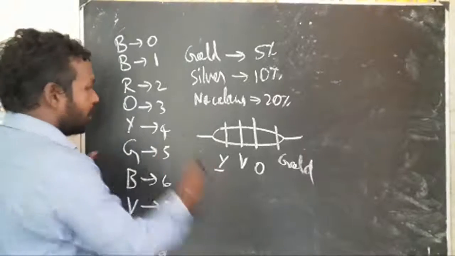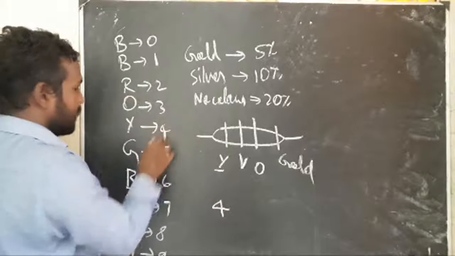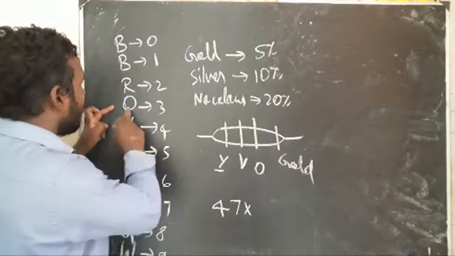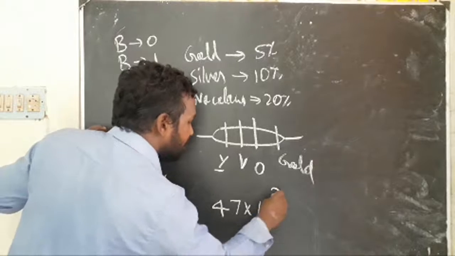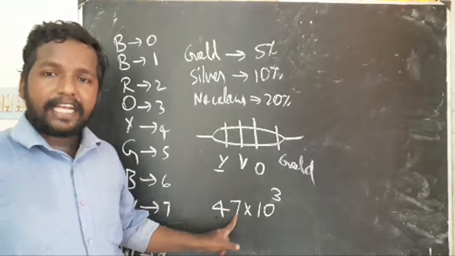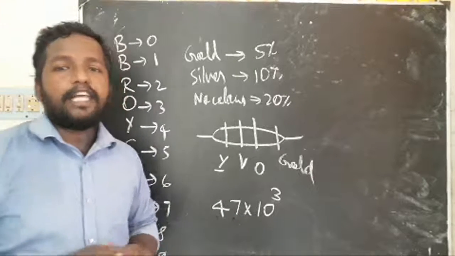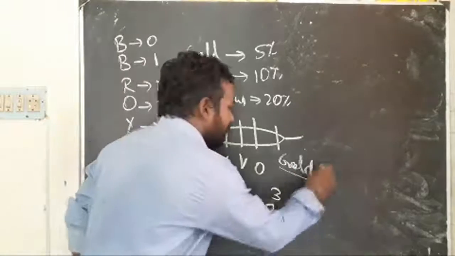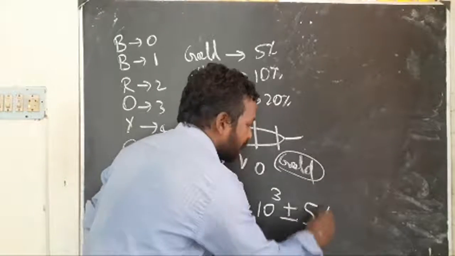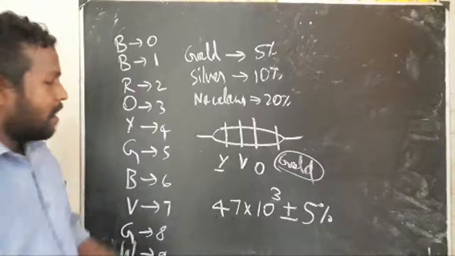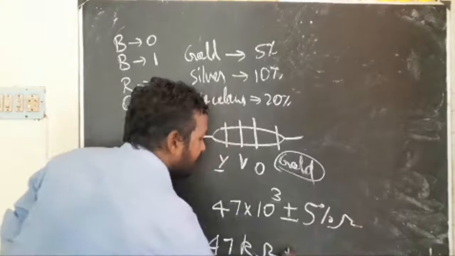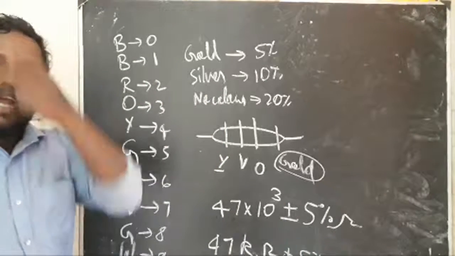Yellow is how much? Yellow is 4. Violet is 7. And orange is how much? Orange is 3. The third color you should always write as a power of 10. First color is a direct number, second color is a direct number, but the third color is always 10 power something. Then we have gold, which is plus or minus error, here 5% error. So we can give the answer as 47 kilo ohms, plus or minus 5% error.